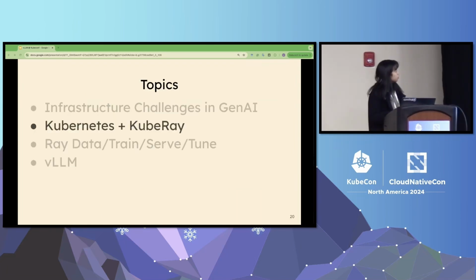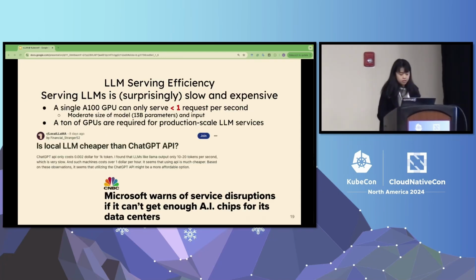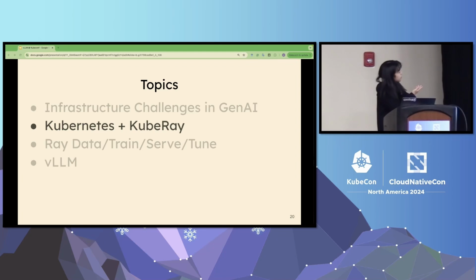So looking back on those challenges, what are the possible solutions? I will dive into 3 directions to solve the challenges. The first one is Kubernetes plus KubeRay. The second is Ray Data, Ray Train, Ray Tune, and Ray Serve, which are the Ray AI libraries that help users develop AI applications. And lastly, I will introduce vLLM.